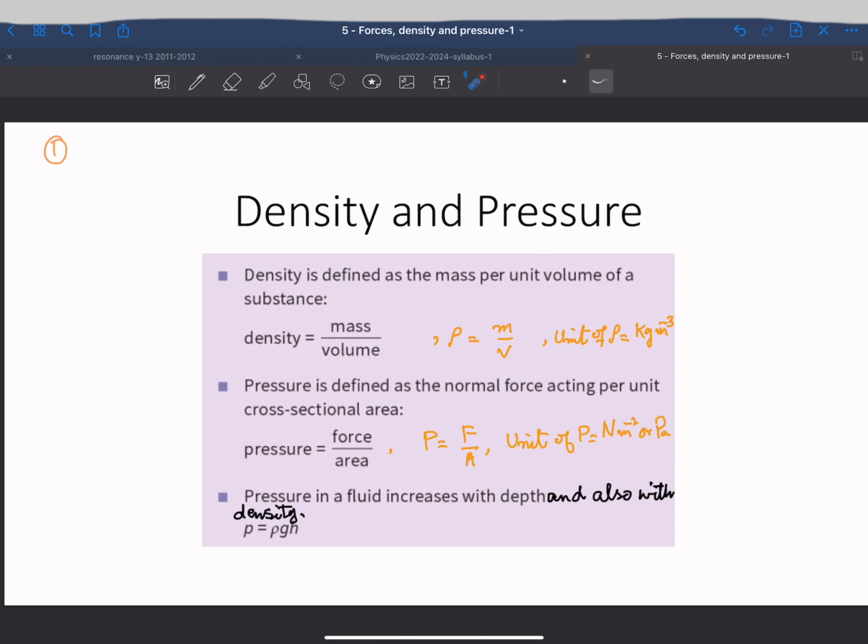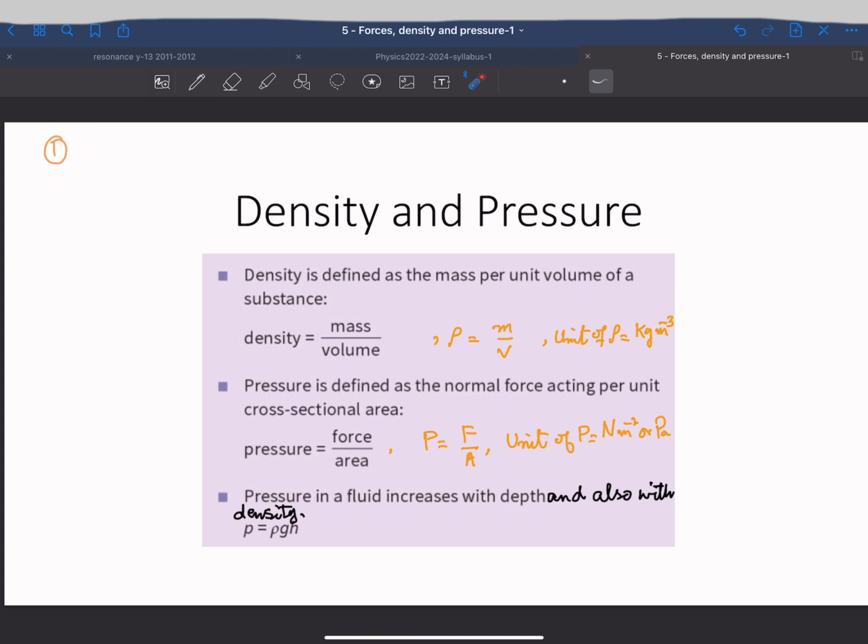Then you know that if you are talking about the pressure in a liquid, you can simply say that it will increase with the depth and also increase with the density. If you are performing an experiment on the surface of the earth, then g will be constant, but when the height of the fluid or liquid is more, the pressure will be more. If the density is high, of course the pressure will be more.